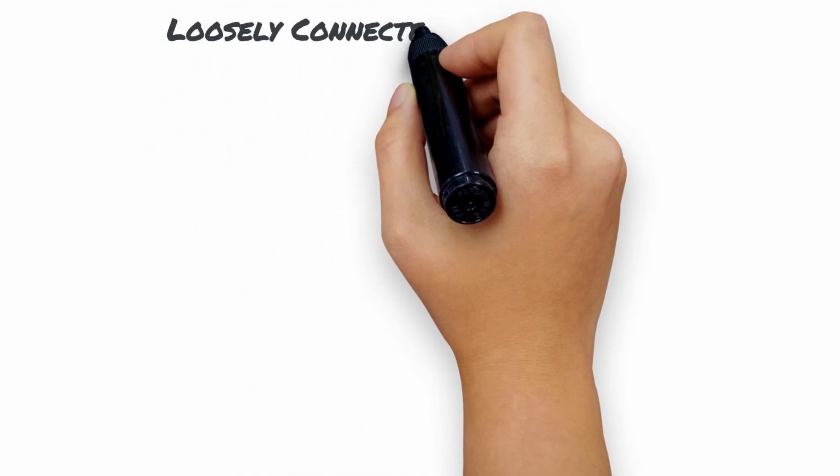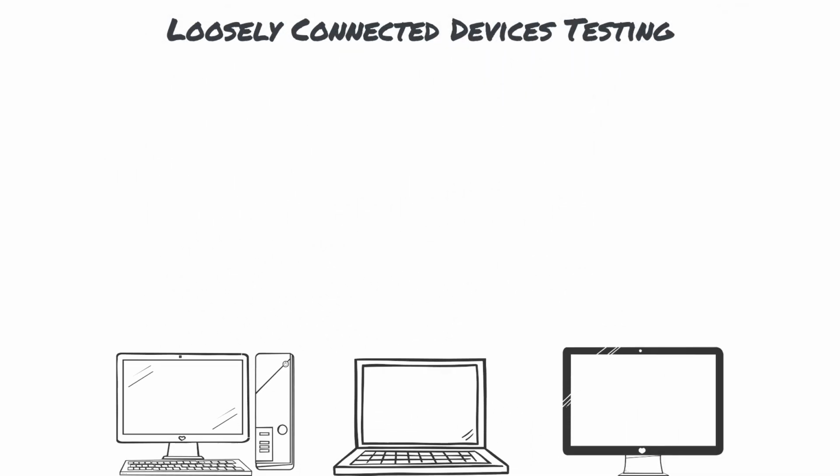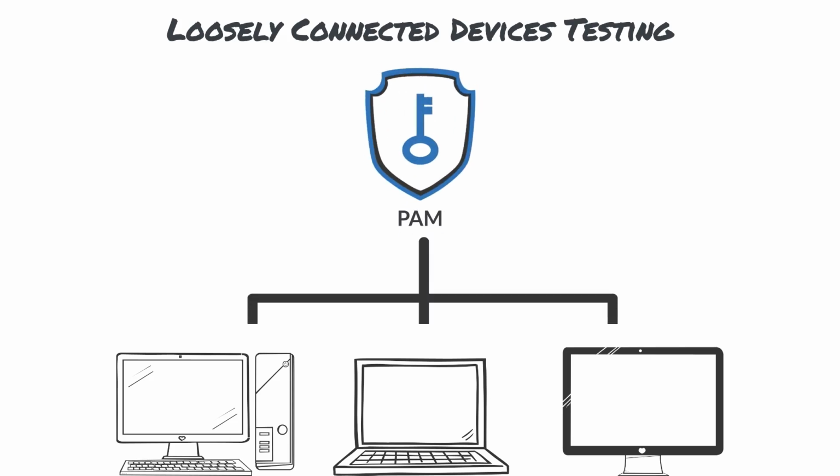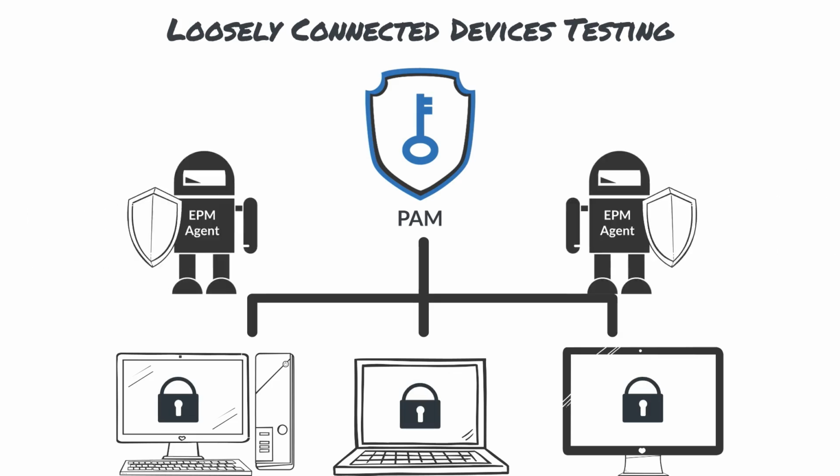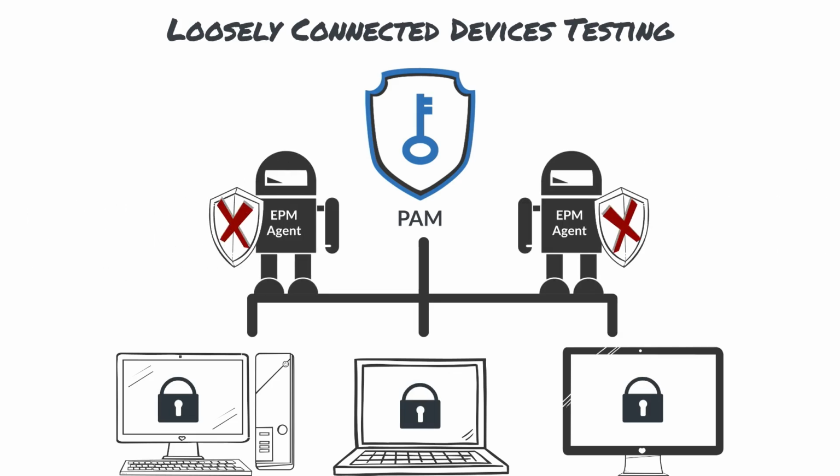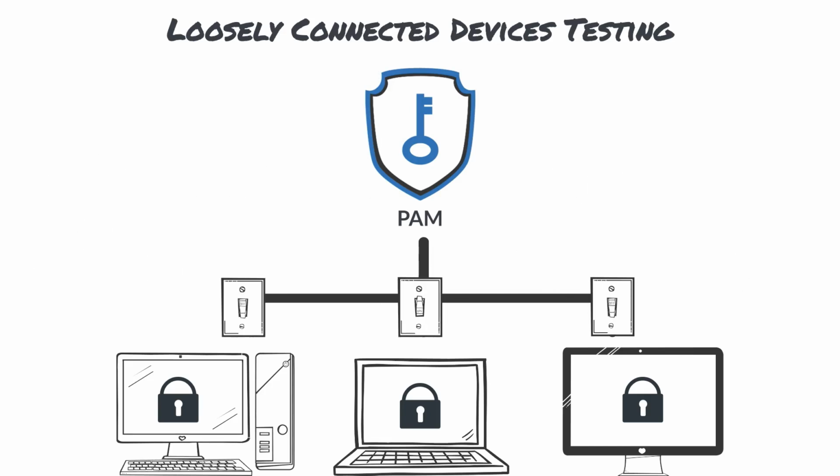The first is for loosely connected devices testing. Especially when configuring LCD for the first time, you'll want to validate that connections being made to PAM are secure and functional. Agent self-defense must be disabled in order to override the scheduled check-in and trigger manual connections.